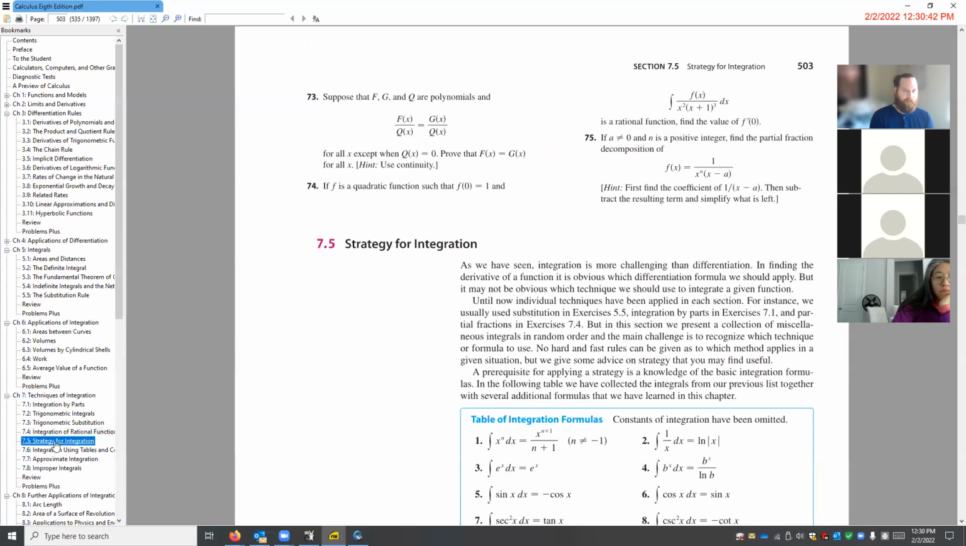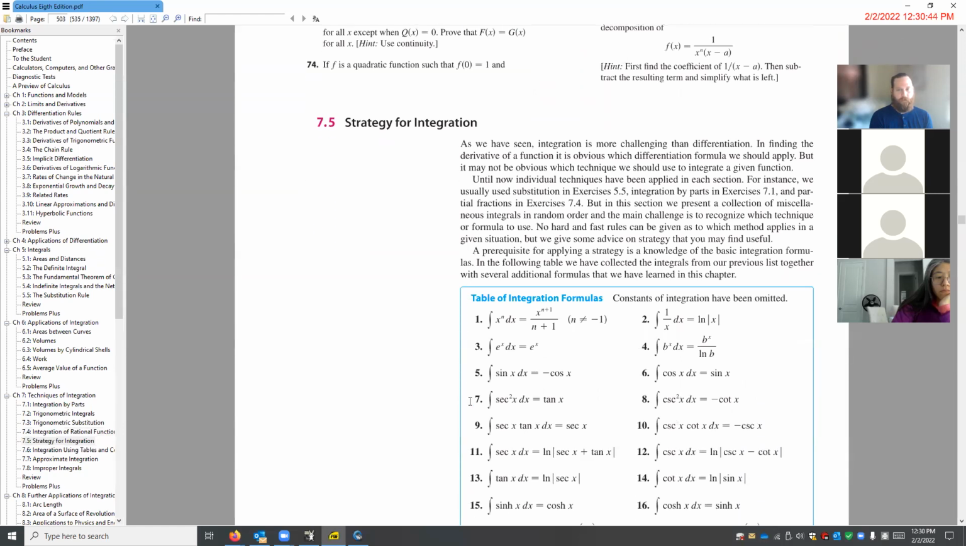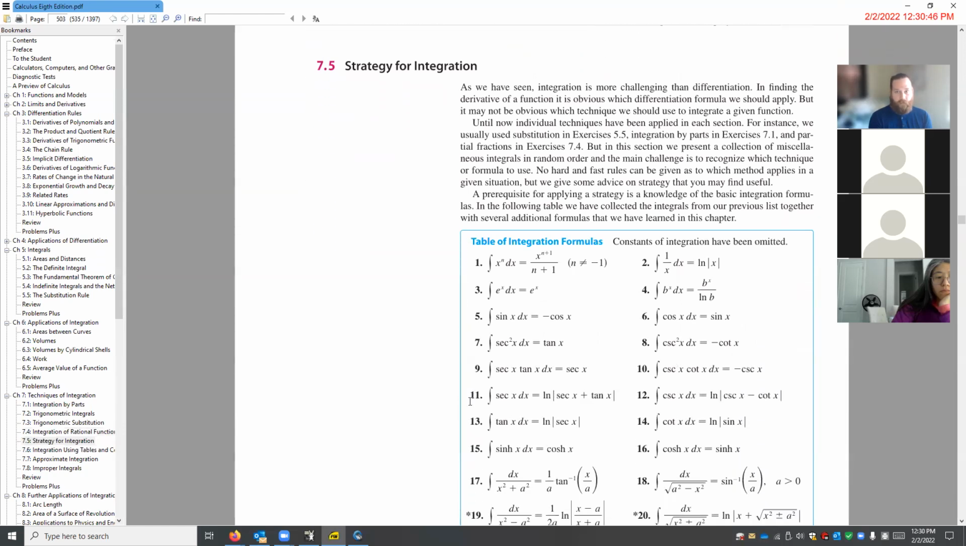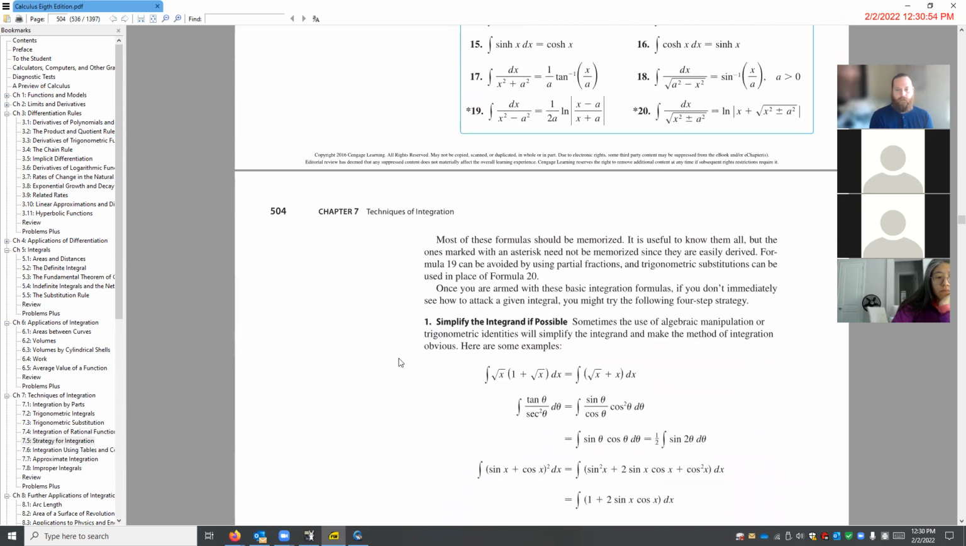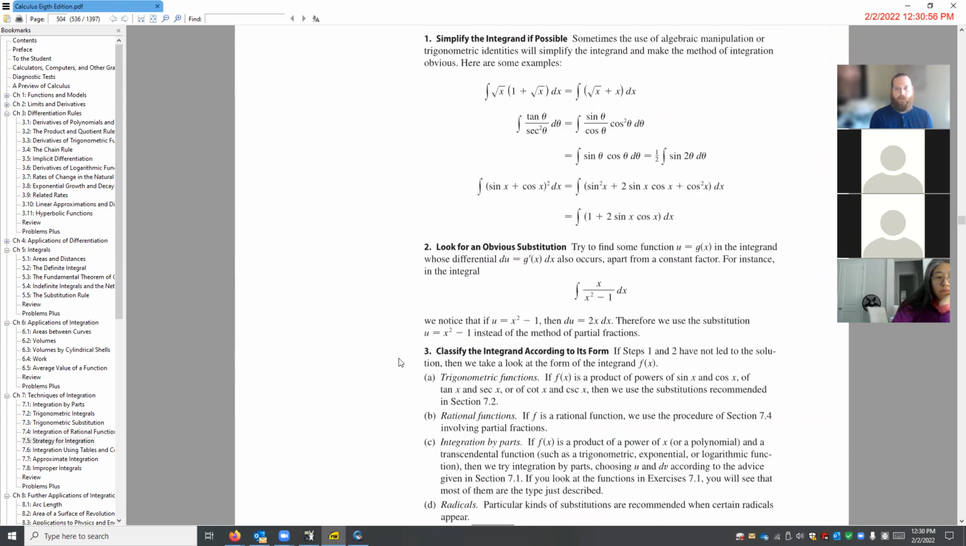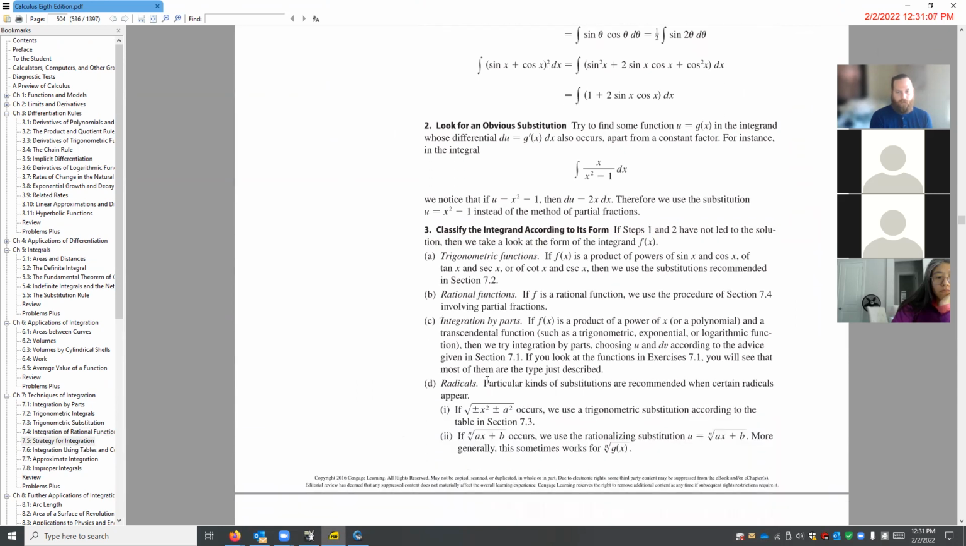So if you look at section 7.5, this is titled Strategy for Integration. The whole point of this section, besides giving you this big list of things that you need to know, is to discuss what to do and when. So they say, first simplify using algebra, then look for a u sub. If you don't see a u sub, classify it according to form. If it's got trig functions, try 7.2 stuff. If it's a rational function, try 7.4 stuff.